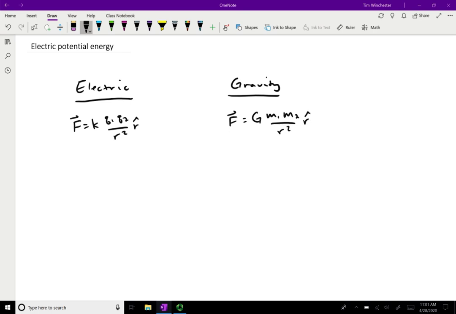And in that case, we also developed the formula for the gravitational potential energy. And I forgot the minus sign. So there's a minus sign there. The gravitational potential energy is minus G m1 m2 over r. Okay, no squared and no vectors because gravity is a scalar.